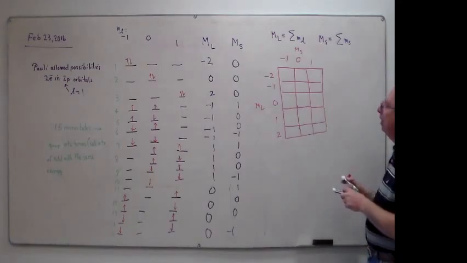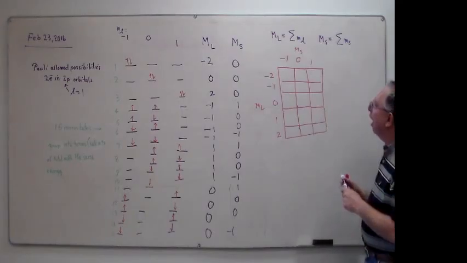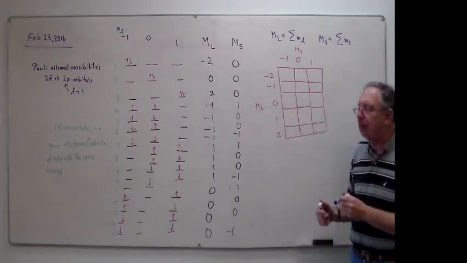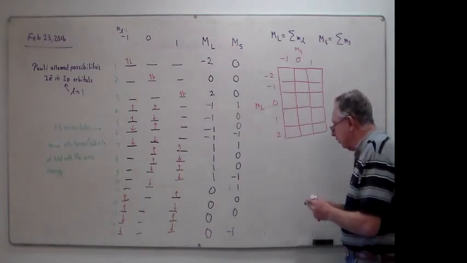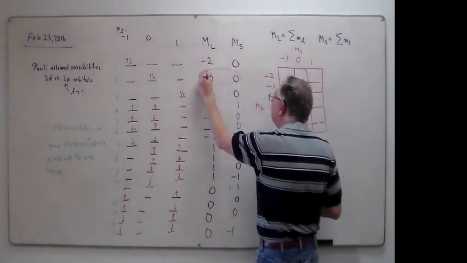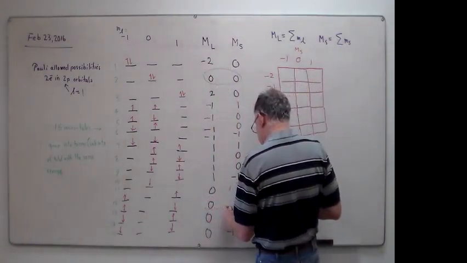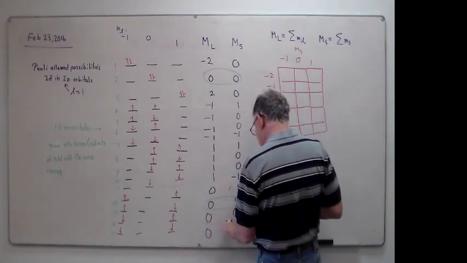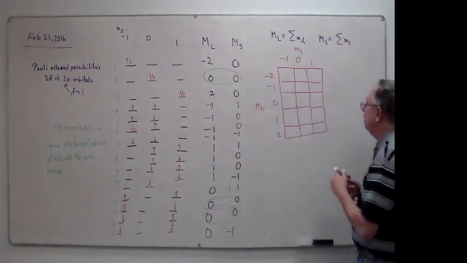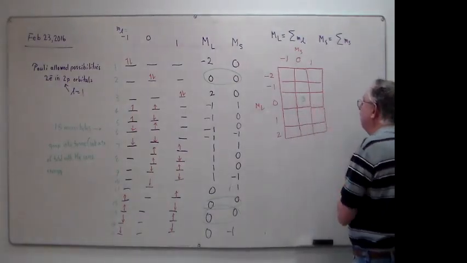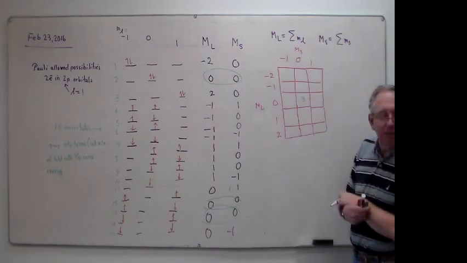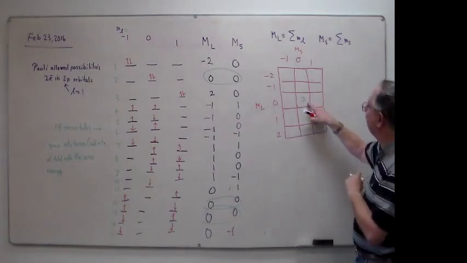Now what we want to do is find the number of microstates that have a given M sub L and M sub S value. So how many zeros, zeros, do you see here? There's 1 here, 1 here, and 1 there. Are there any others? Nope. So the number of microstates with M sub L equals 0 and M sub S equals 0 is 3. And you put it right where it is, 0, 0.